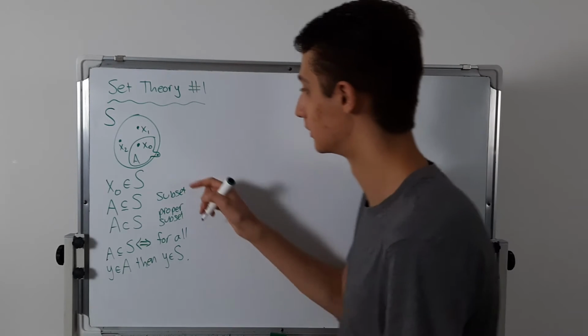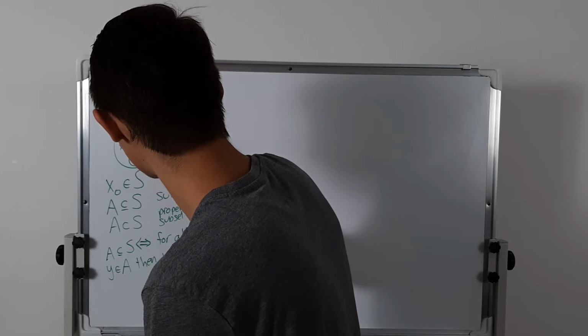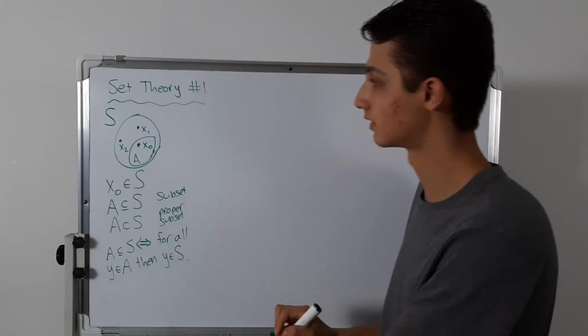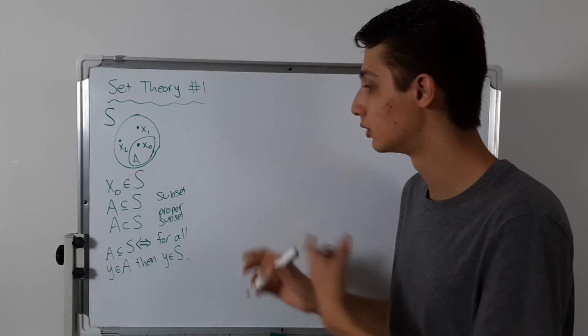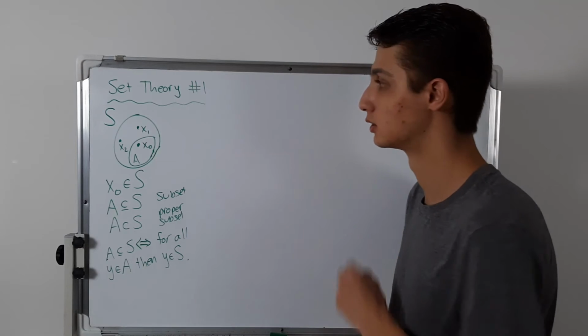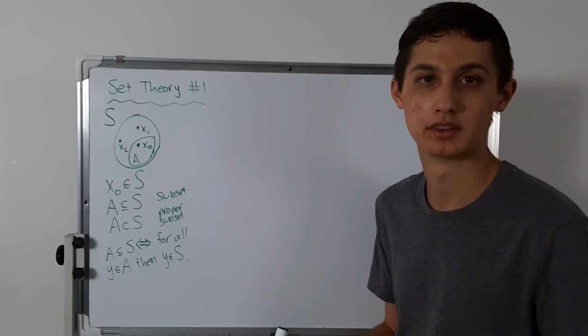Okay, so let me clean this up again. Let me just cross that off, and there we go. All right, so that's basically how that works. So that's what a subset is, okay? And so we talked about elements, subsets, and introduced some notation. Now let's do some other things with sets.